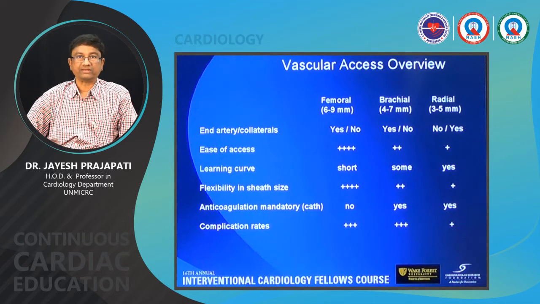You can go up to 7 French, 8 French sheath, and anticoagulation, of course, is required, because if brachial artery thrombosis occurs, it's a devastating complication, and the complication rate is relatively high.